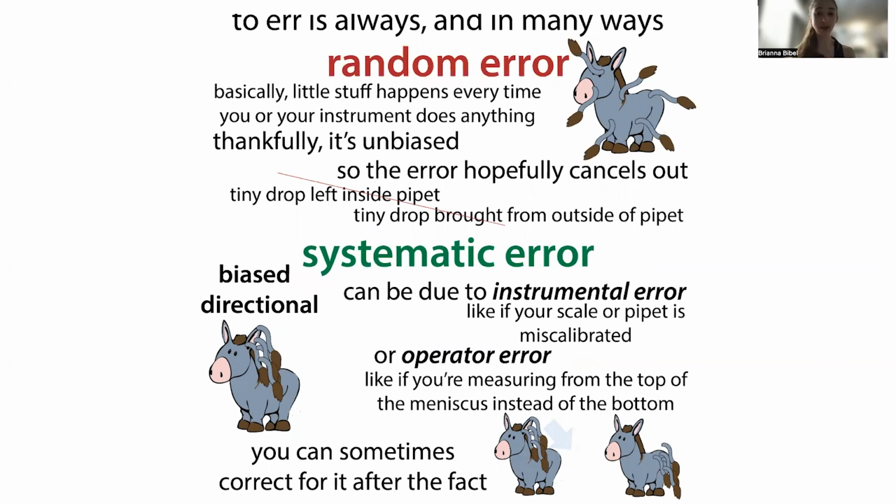The random error is typically going to cancel each other out, and so it wouldn't affect your accuracy, because when you're averaging all those together, they would cancel each other out. But with systematic error, you could get biased directional error, where you get inaccuracy because all of your measurements are going to be off in the same direction.